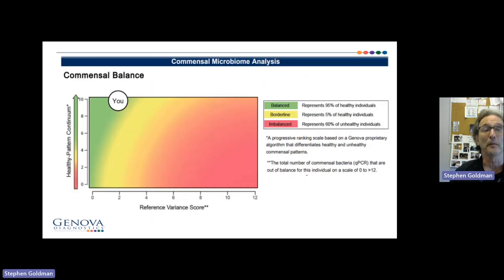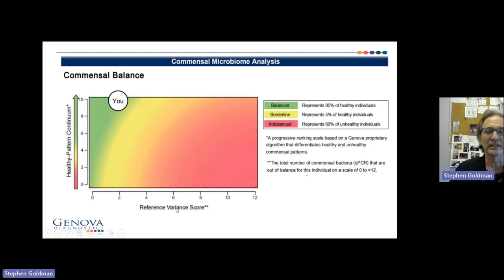Now, the commensal balance is a breakdown: green representing healthy individuals, yellow some healthy, some unhealthy, red predominantly unhealthy. And statistically, there are 2 data points, I said it with an ER but I meant data points, for the reference variance and the healthy pattern continuum that place this patient in the green, healthier group statistically.